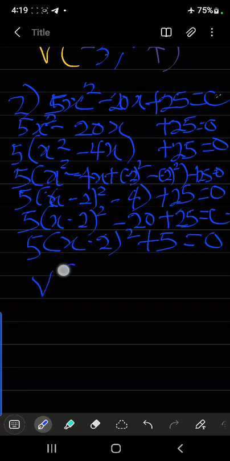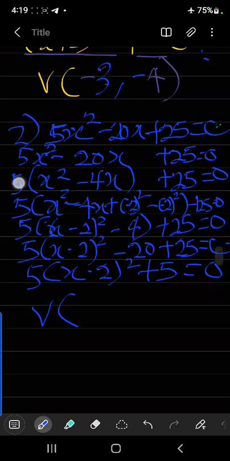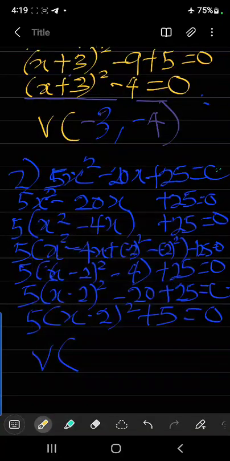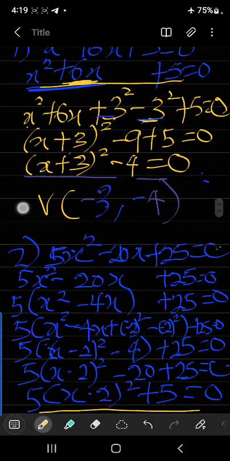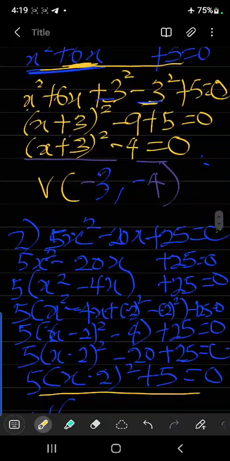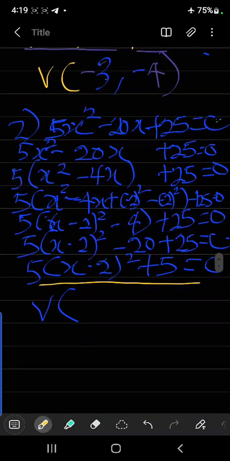So our vertex here is actually, comparing this result here to this standard format here, our h, if it is negative now, so we have x minus h and x minus 2. So h is going to be 2. And k will be 5. So that is the vertex of this particular quadratic equation. So that's the beautiful thing. You can convert a quadratic equation from the standard form to vertex form.